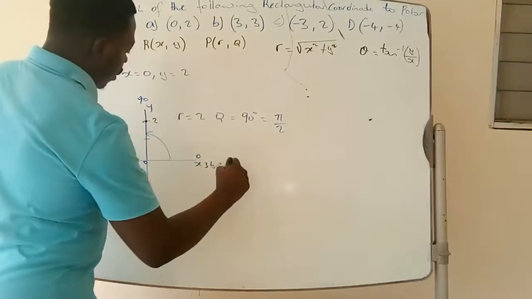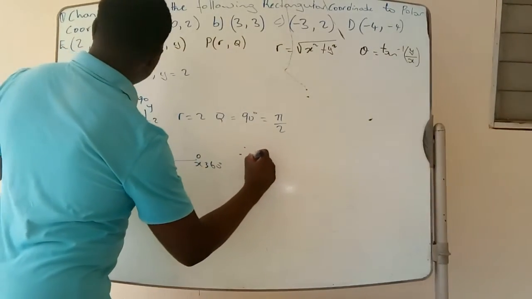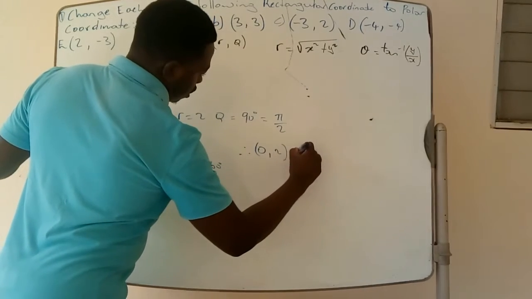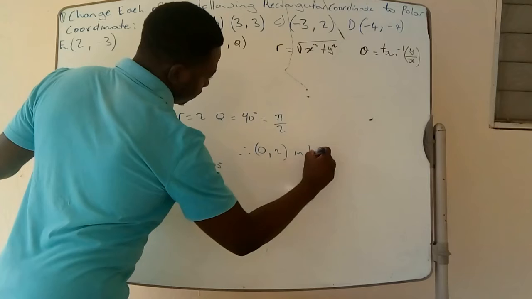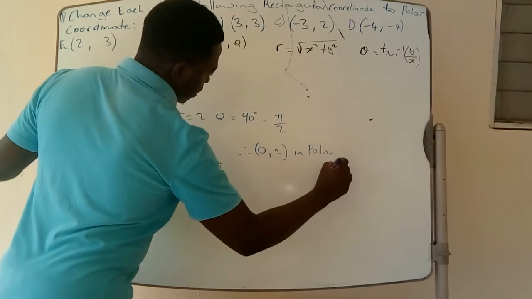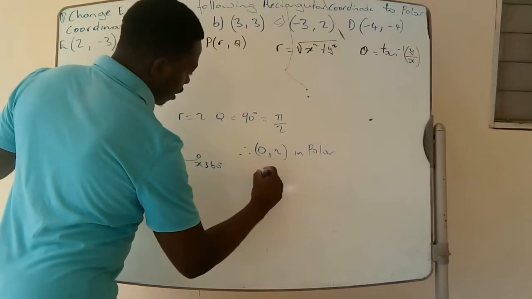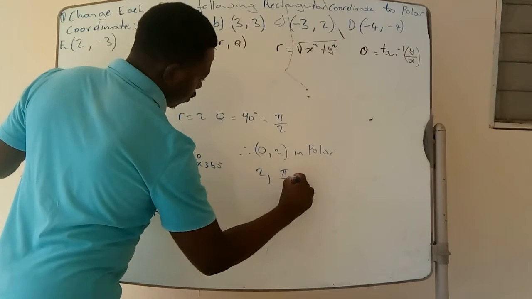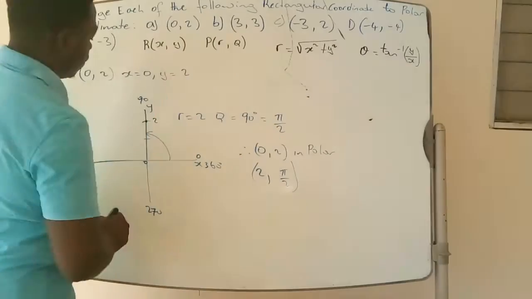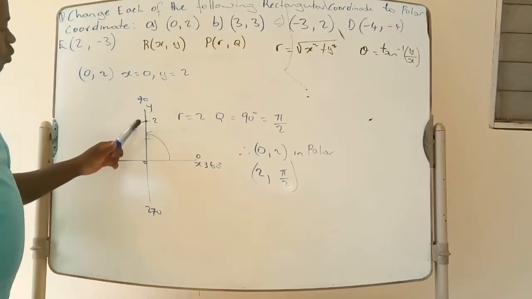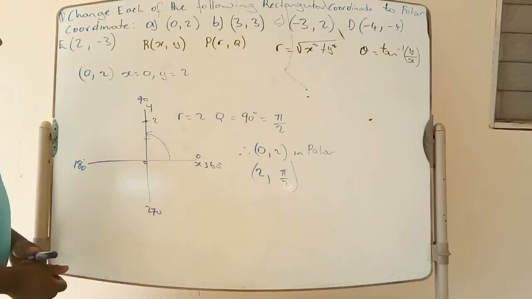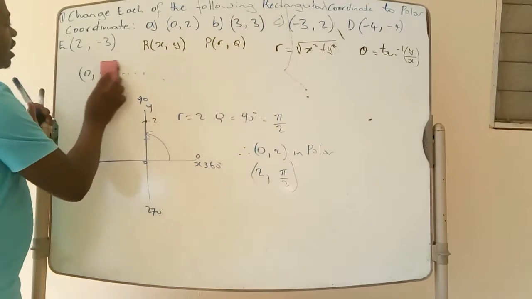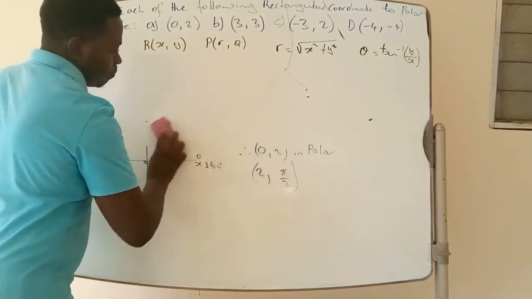Therefore, (0, 2) in polar form is r, which is 2, and the angle theta, which is pi over 2. So that's the coordinate of this point in polar form. Clear there? That one was an easy one. So now, let's look at part B.